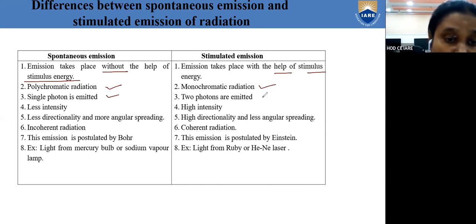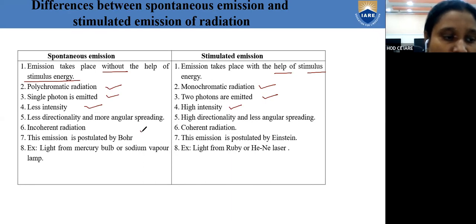Here 2 photons are emitted. And here, because the number of photons emitted during stimulated emission is larger, it is highly intense. Here it is less intense. It is less directional and there will be more spreading. It is highly directional, with less spreading, and here are incoherent and coherent emission.